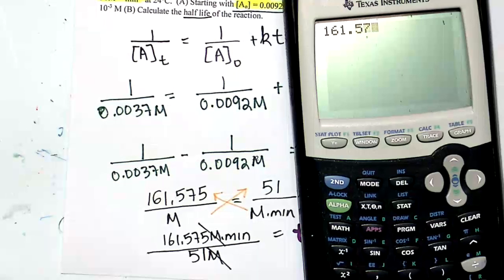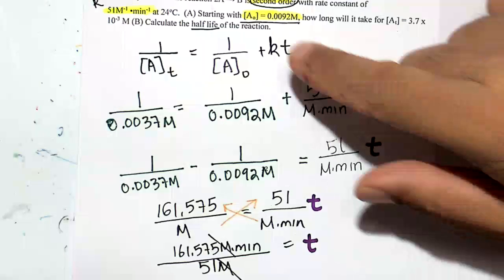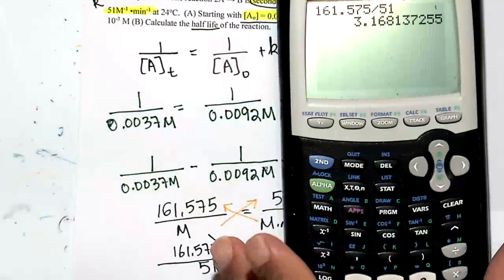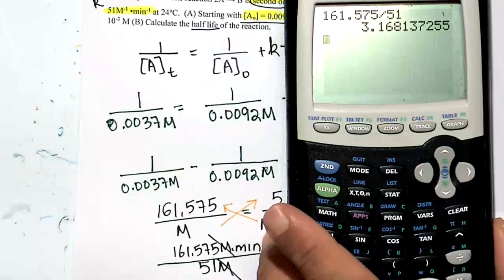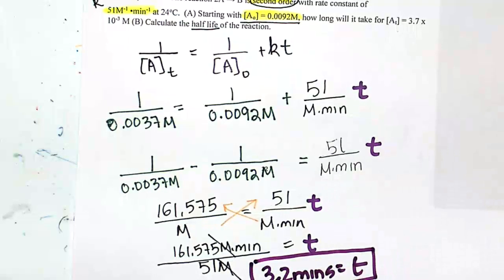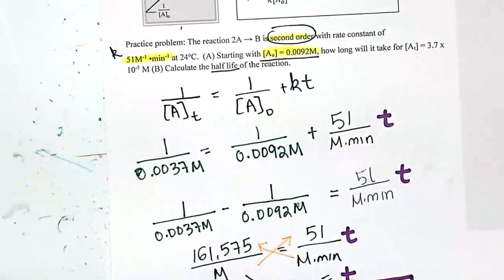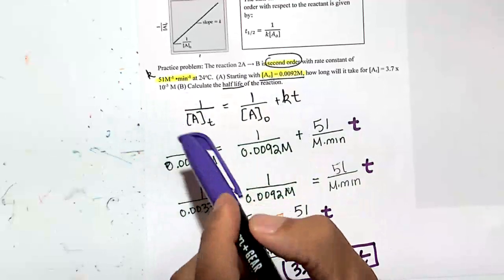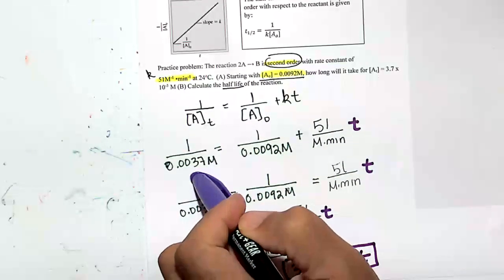3.1, let's see how many. Let's do 3.2 minutes, okay? Or if you put 3.17, that's fine also. 3.2 minutes. So the time here is going to be, okay, this is the answer. So after 3.2 minutes, this is going to go down from 0.0092 to 0.0037.